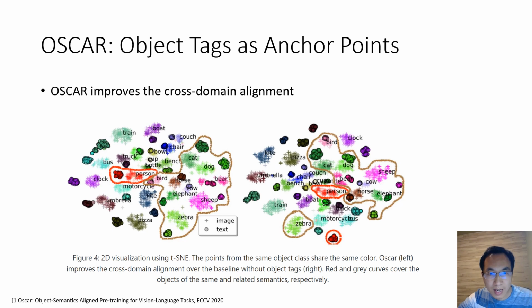This slide shows the 2D visualization using t-SNE. As we can see, OSCAR improves the cross-domain alignment qualitatively. For example, the red dots corresponding to the person are close in the OSCAR space, but not in this figure without using object tags. So basically, using object tags is an effective way to make the semantic gap between the image and the text modality smaller.